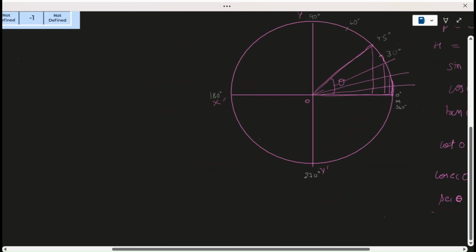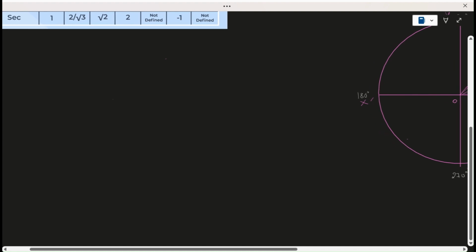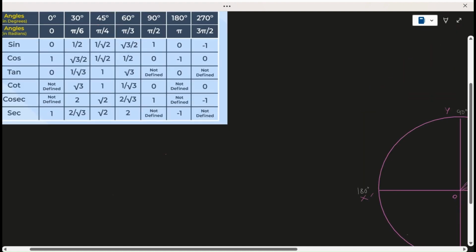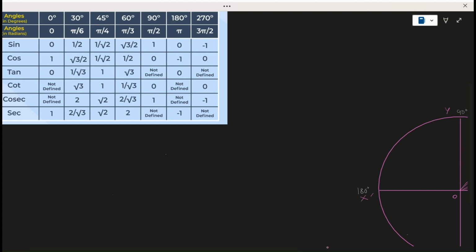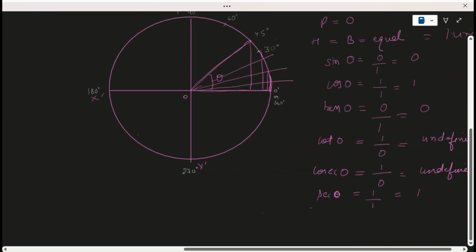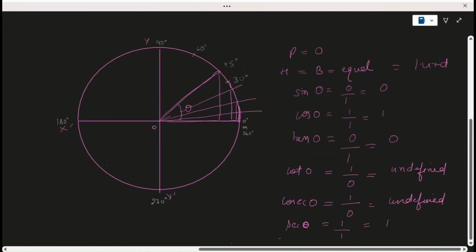Let us now compare the values. We get sine 0, cos 1, tan, cot, cosecant as you can see in the table are same as what we calculated. Now let us move to the 90-degree part. The 90-degree will be opposite to what we did for the 0.